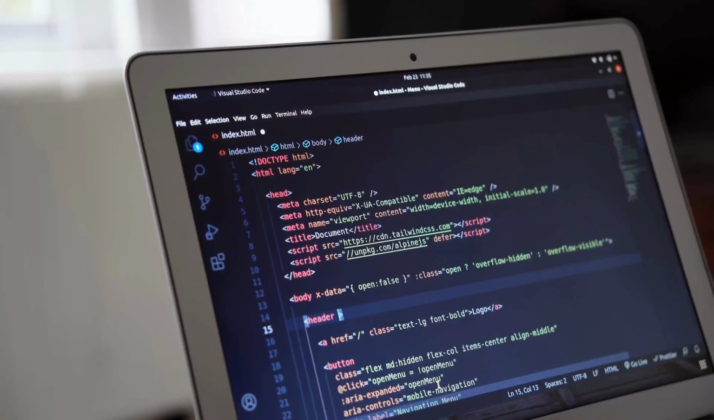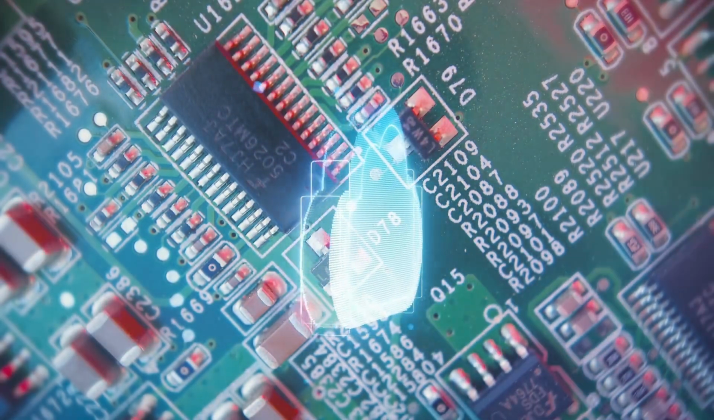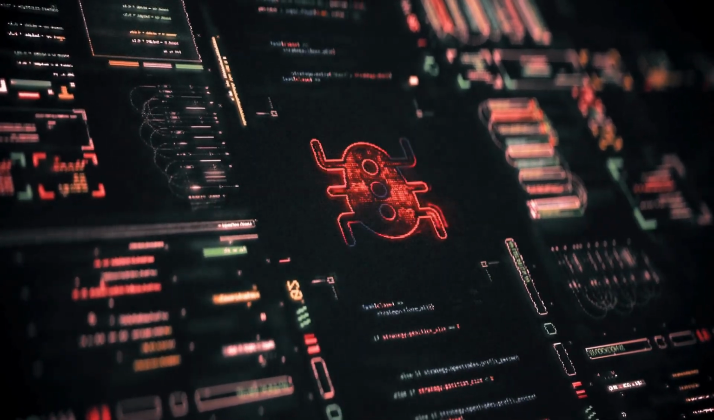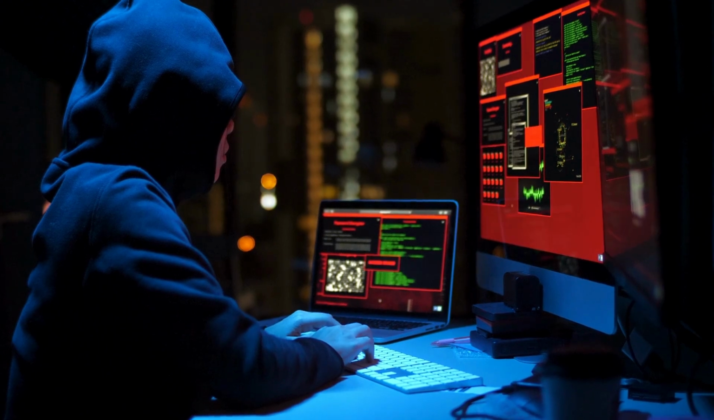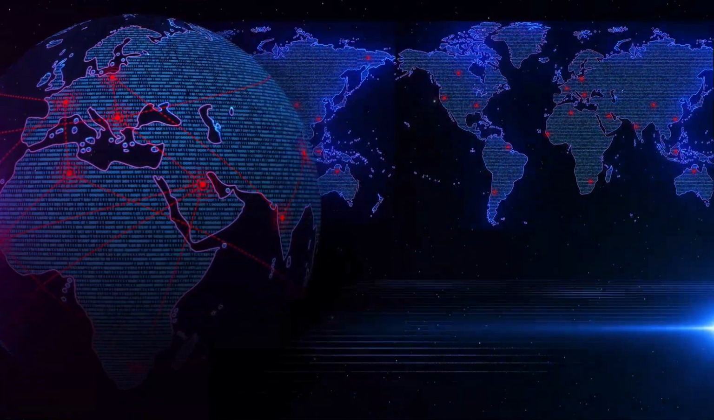To understand zero-day exploits properly, it helps to separate two closely related concepts. A zero-day vulnerability is a hidden flaw in the software itself. A zero-day exploit is the method attackers use to take advantage of that flaw. One is the weakness, the other is the weapon.